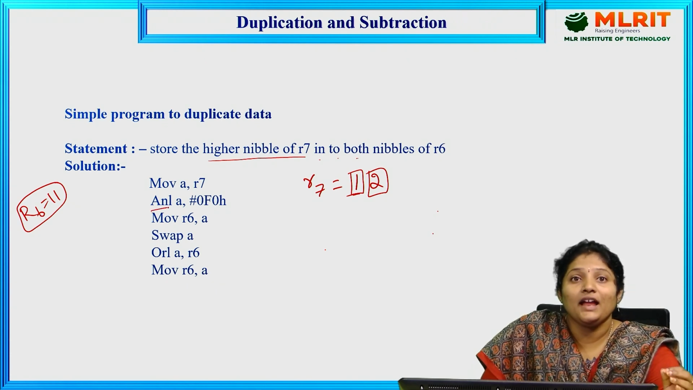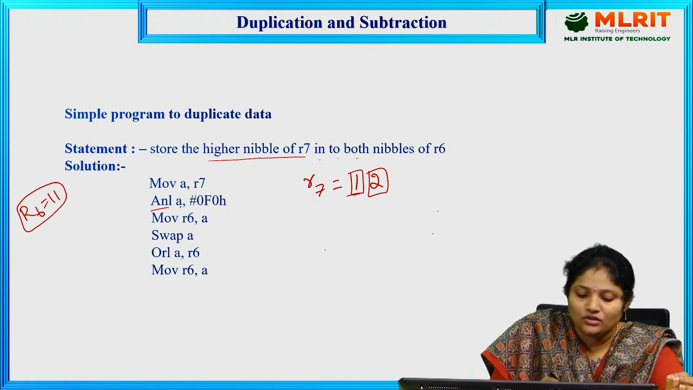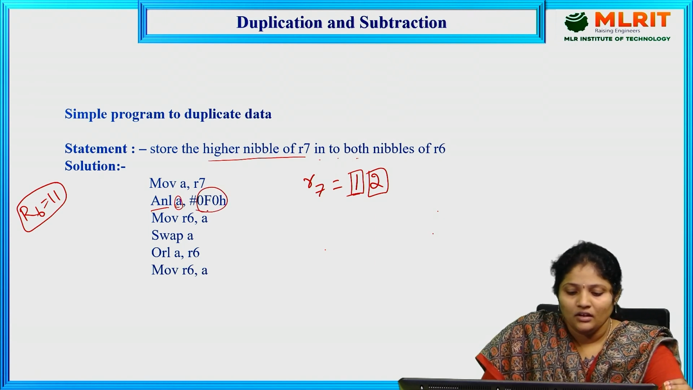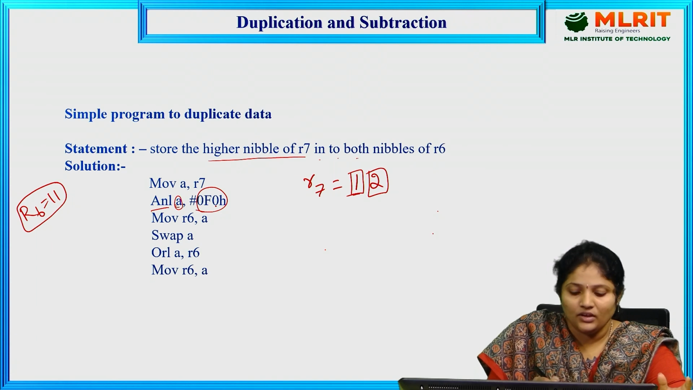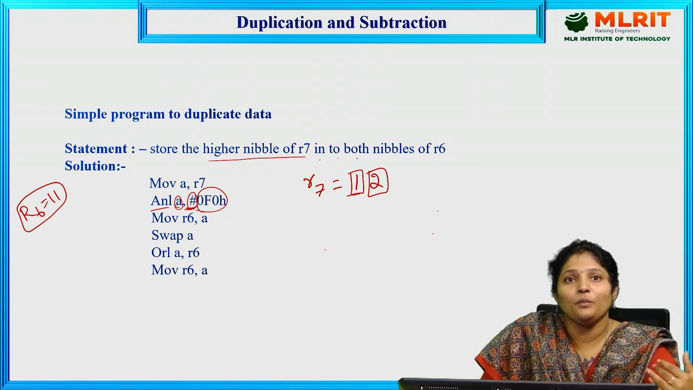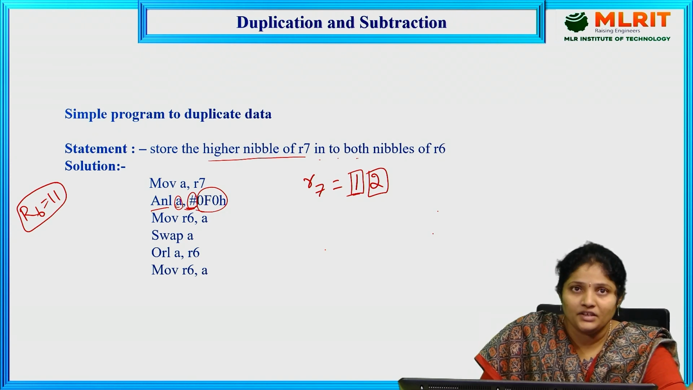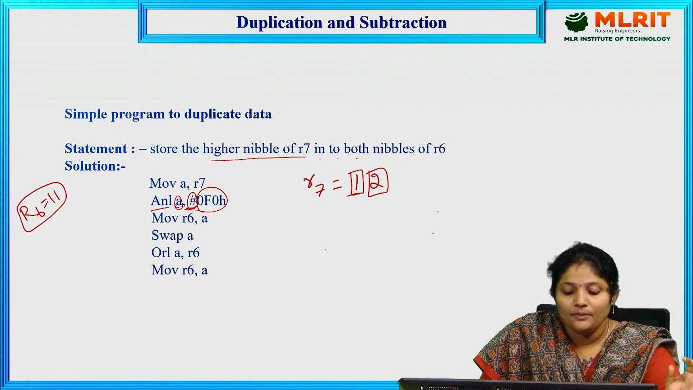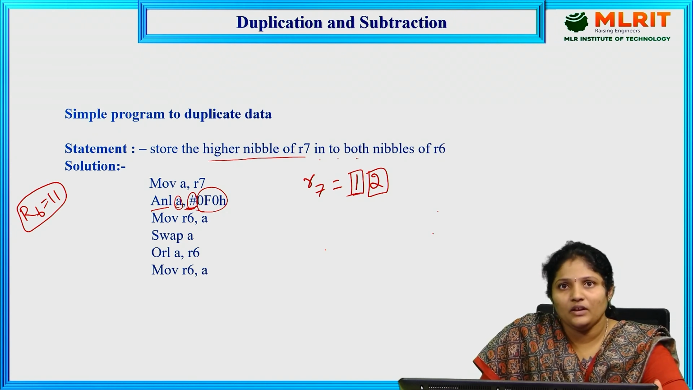Performing an AND operation between the contents of the A register and F0H. Here it is not a location. Here we are mentioning hash, which means we are performing the AND operation between the data present in the A register and 0F0. So how will we perform the operation?